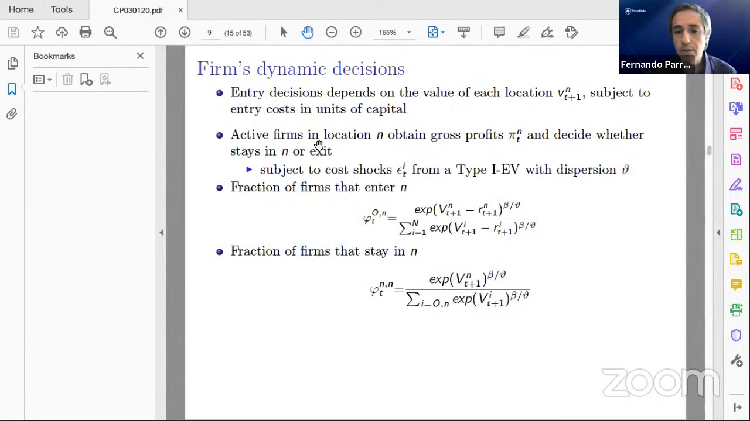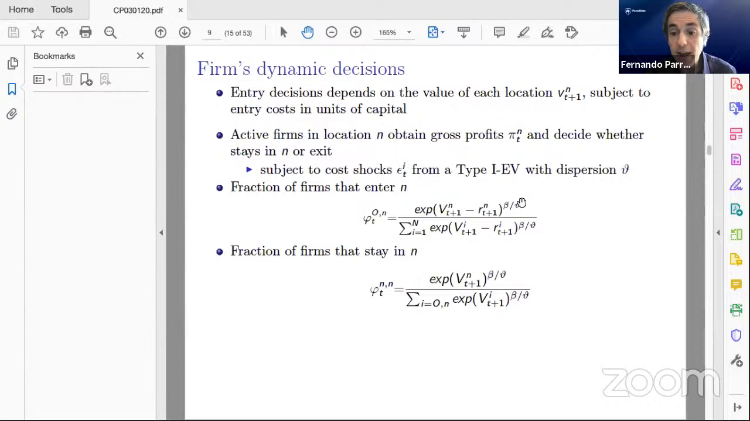Using the properties of the type 1 extreme value, we are able to solve for the transition rates. So the fraction of firms that enters in a location N is also going to be a forward-looking equation that depends on the expected value of that location and on the entry cost. Since we are modeling the entry cost in units of capital, the entry cost is given by the rental rate of capital, which is an endogenous equilibrium outcome in the model. So we're going to have a capital market clearing condition.